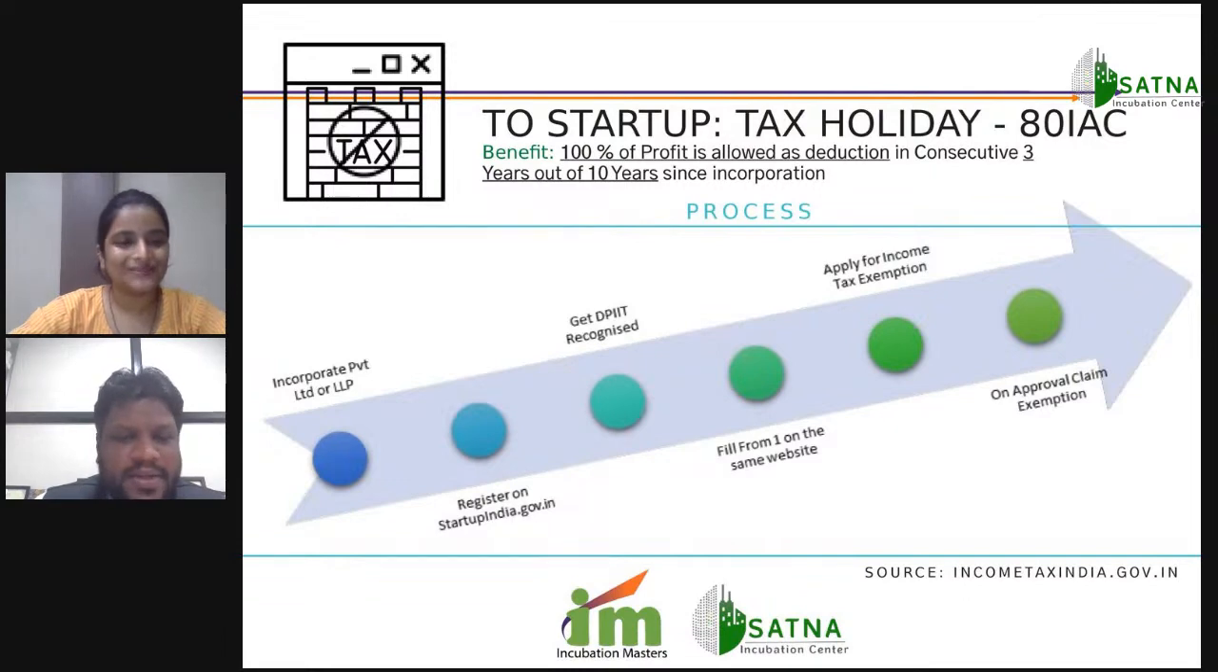Got it. And they are registered under the startup, but definitely they will be getting the benefit out of that. So yes, next please.